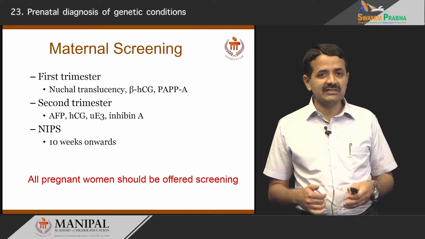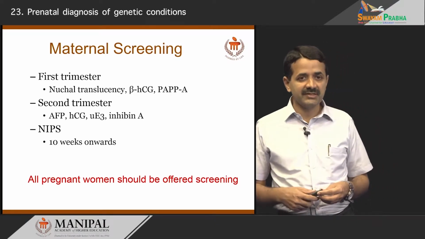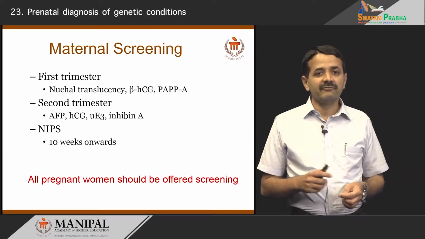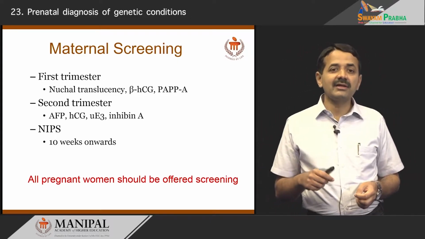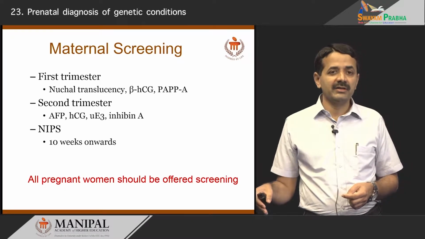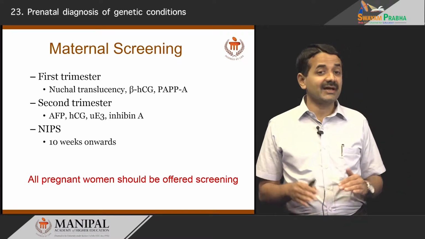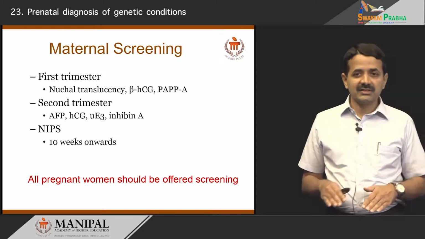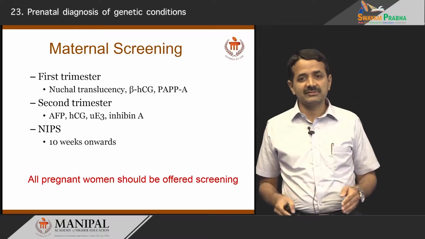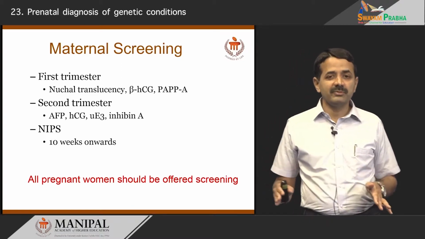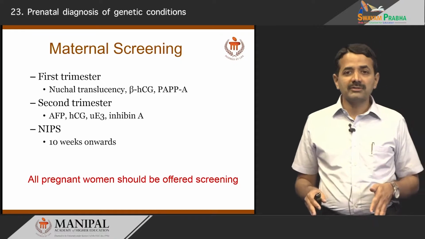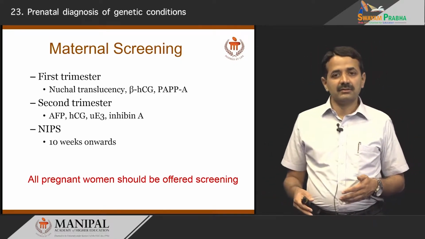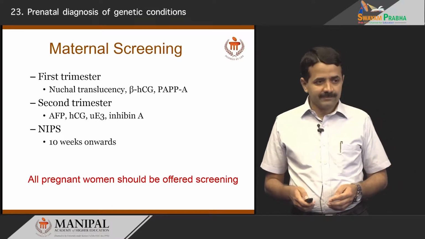The sensitivity decreases for second trimester screening methods, and NIPS is probably the one which has the highest sensitivity. It can be done from the fetal DNA circulating in the mother's blood from 10 weeks onwards, which is currently expensive, but probably has the highest sensitivity and detection rate. In general, all the professional societies recommend that all pregnant women should be offered screening for common chromosomal aneuploidies like trisomy 21, 13 and 18, irrespective of maternal age.